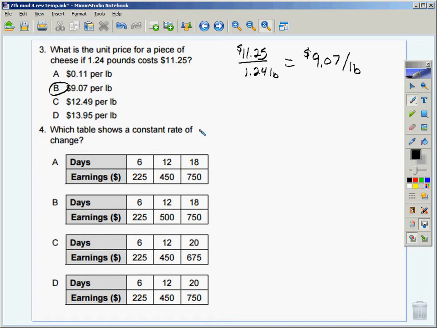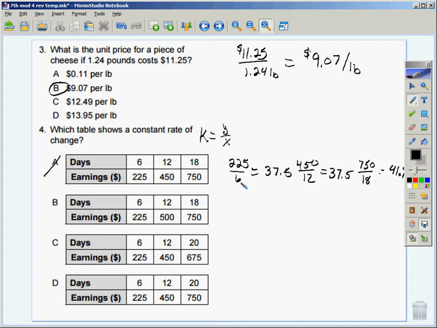When I go to do number 4, I've got to make sure that K stays constant. I find K by doing Y over X. 225 divided by 6 is 37.5. 450 divided by 12 is also 37.5. 750 divided by 18 is 41.7. So it's definitely not A.